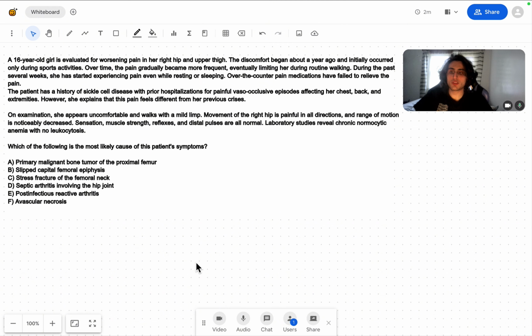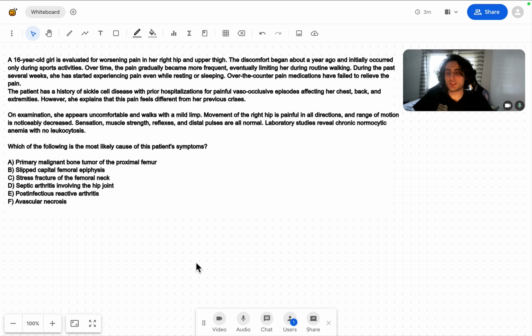A 16-year-old girl is evaluated for worsening pain in her right hip and upper thigh. The discomfort began about a year ago and initially occurred only during sports activities. Over time, the pain gradually became more frequent, eventually limiting her during routine walking. During the past several weeks, she has started experiencing pain even while resting or sleeping. Over-the-counter pain medications have failed to relieve the pain.